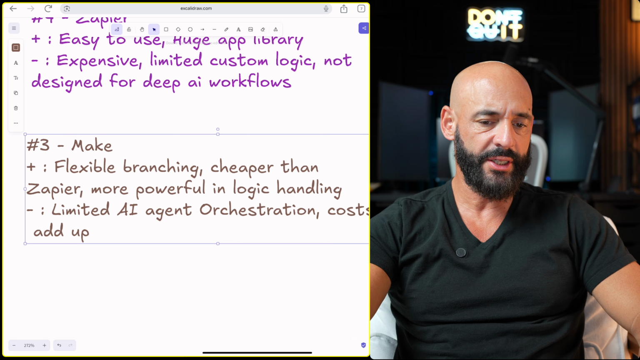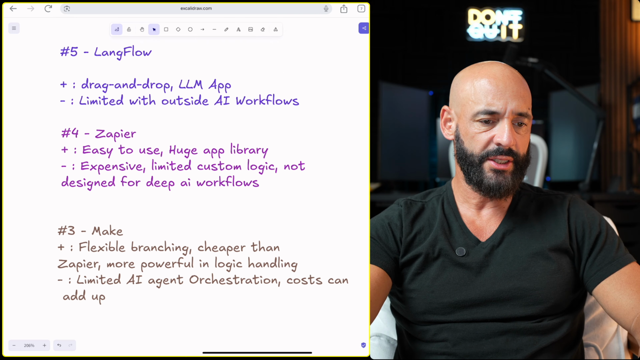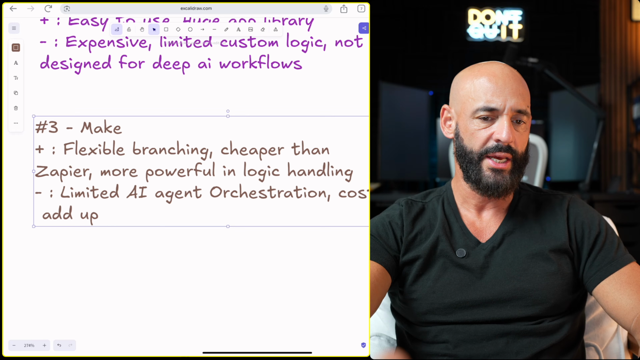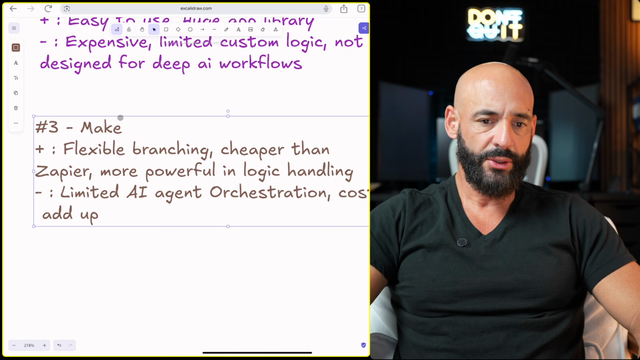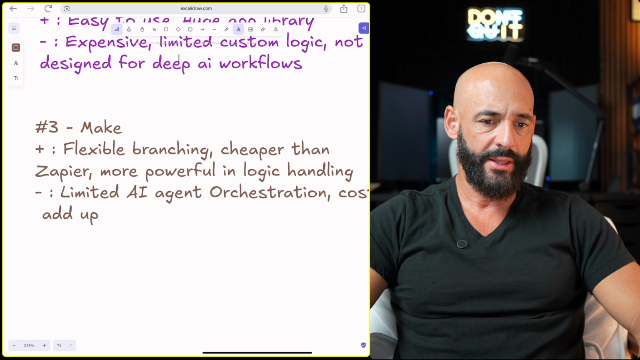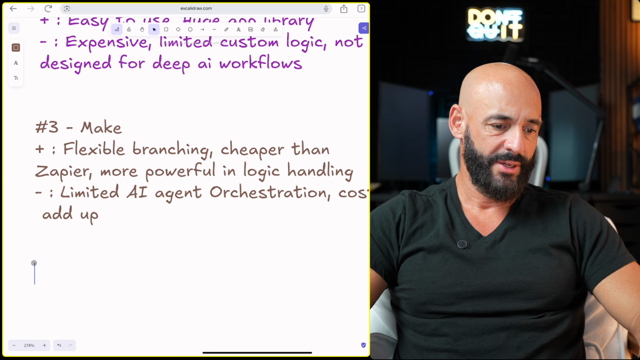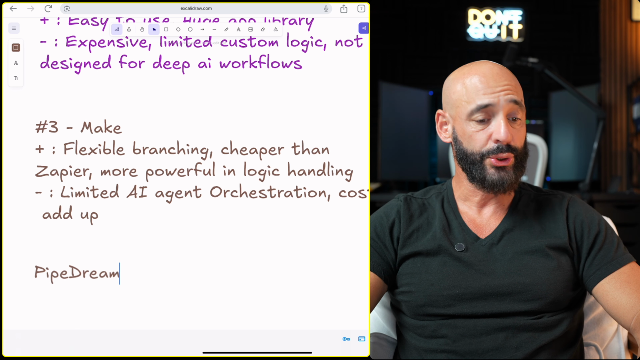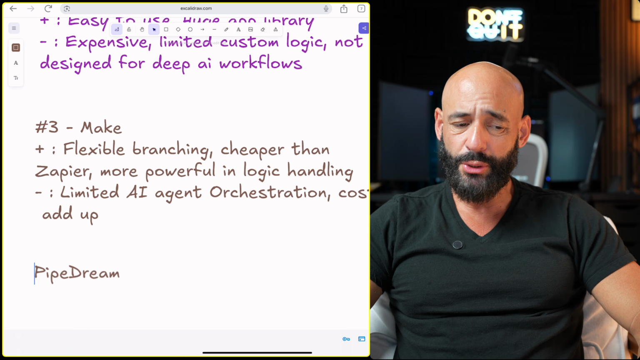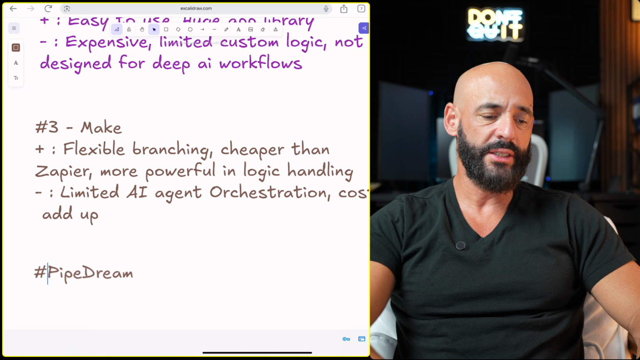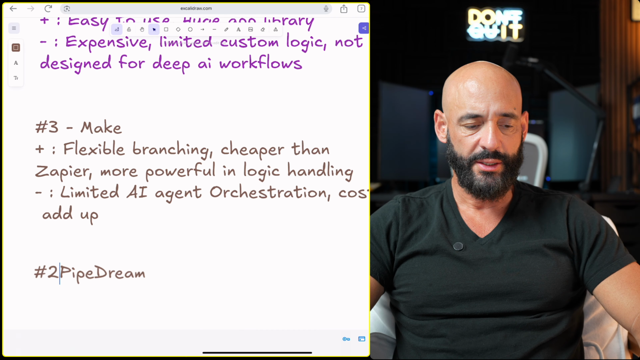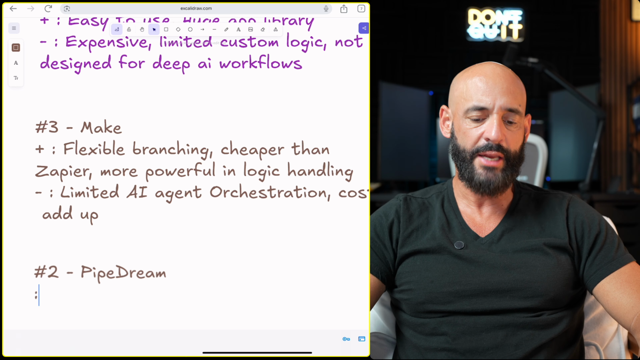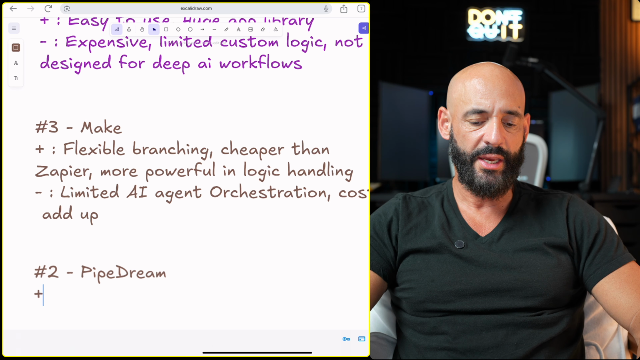Okay, so we have the first three: the number 5, the number 4, and the number 3. Let's go for number 2 now. Number 2, and I believe you already know, is Pipedream. I don't use Pipedream that much, to be really honest, but the little that I use it, I can point out a few bits here and there.